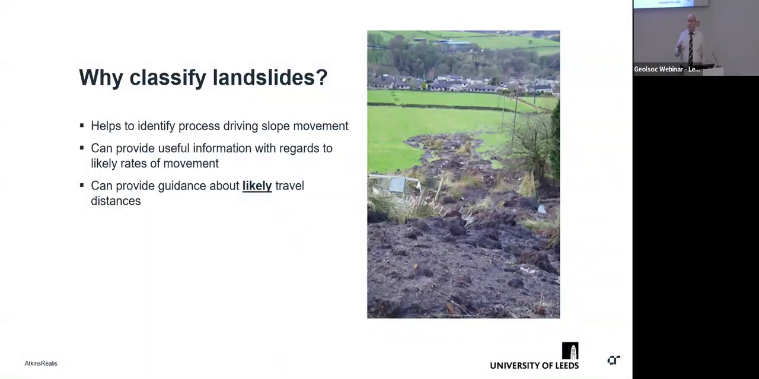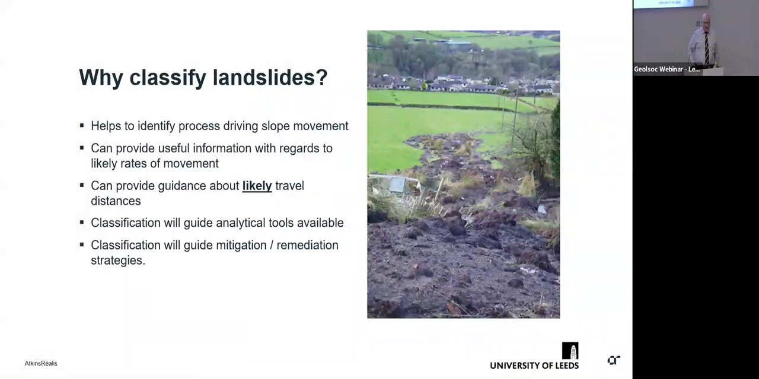It can give us some indication of likely travel distances. And that's a very, very broad context. But again, if we think of rotational landslides, for example, their overall travel distances as a proportion of their size are likely to be somewhat smaller than, for example, debris flows which are channelized. The classification will guide our analytical tools. And that's an important observation. And the classification will guide our mitigation strategies. Whether or not we're dealing with a landslide that is a kind of rigid block movement, as opposed to something which is a flow slide, gives us very different requirements for mitigation.